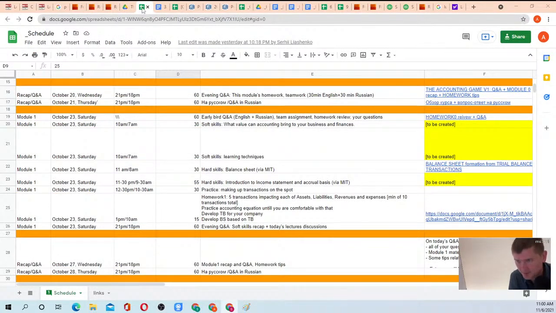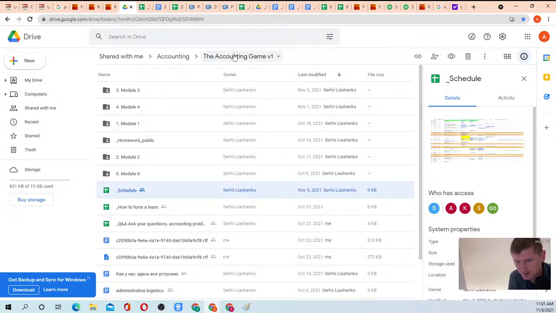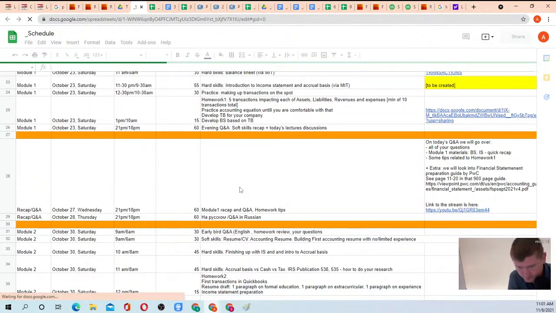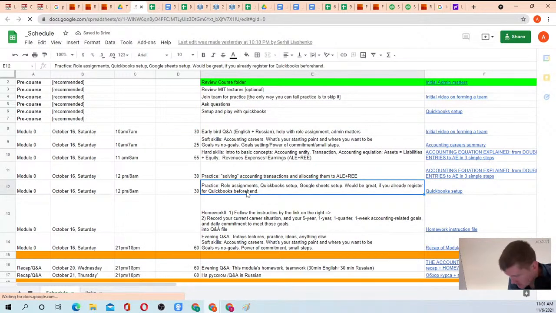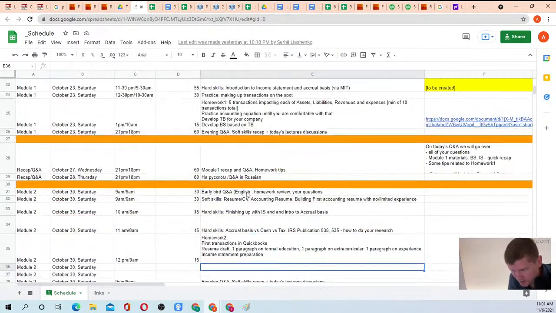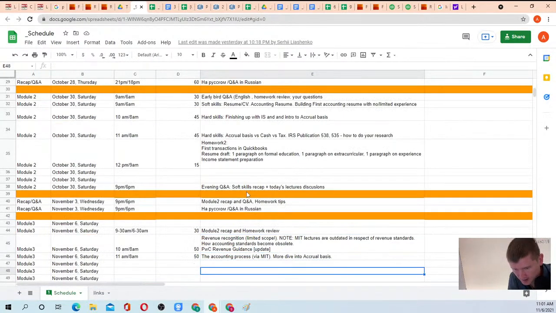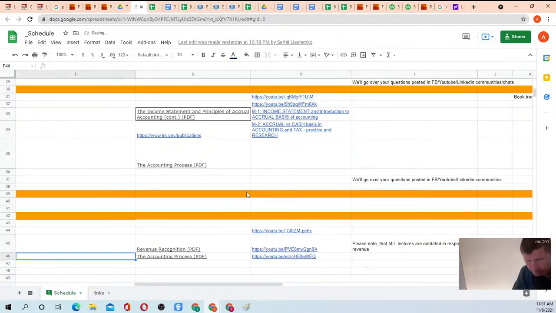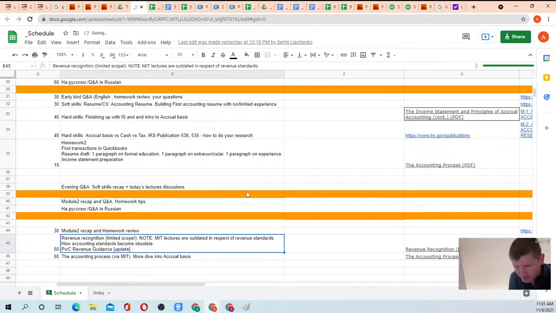So for today, in the schedule, which you can find in the core folder, in the schedule, we covered so far today, it's module 3 already. Time passes really quick.